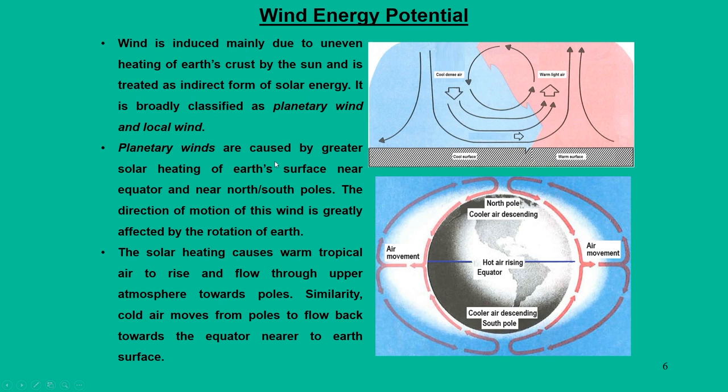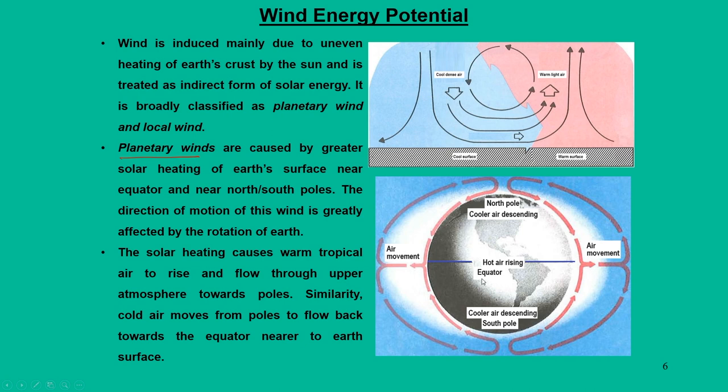Now, the first category of wind is planetary winds. Planetary wind comes from the effect of the rotation of the earth and the solar heating that falls on the entire earth mass. The entire earth mass constitutes water bodies as well as land mass. Looking at the earth's surface, we have the equator somewhere in the middle, and we have the north pole and the south pole. The hot air region mainly falls on the equator area, and the cold air regions are the north pole and the south pole.